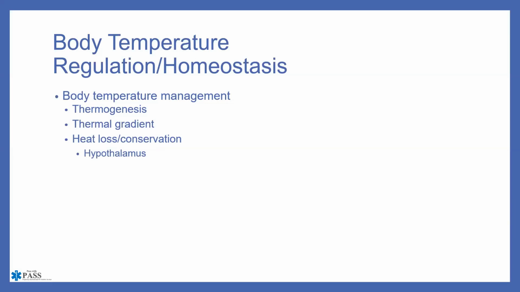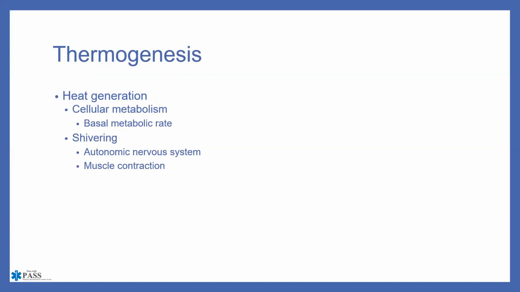So our body's always wanting to be in balance with itself. So we have body temperature management, and we do that through thermogenesis, thermal gradient, and then heat loss and conservation, which is directed by the hypothalamus. So thermogenesis itself is heat generation. So this is what I'm talking about.